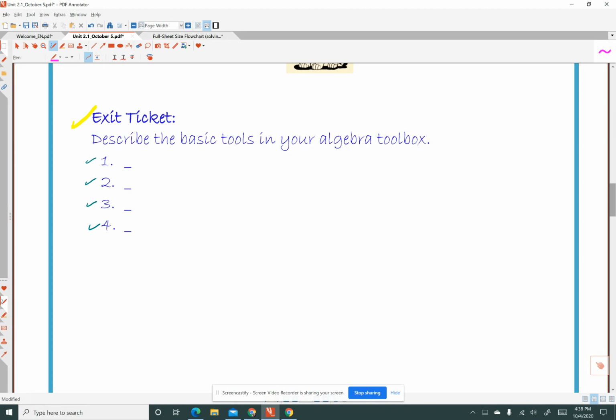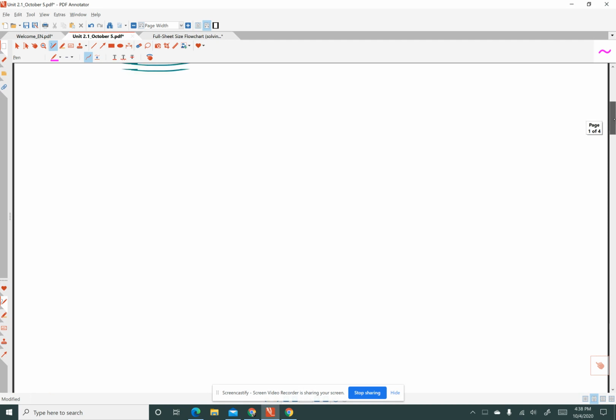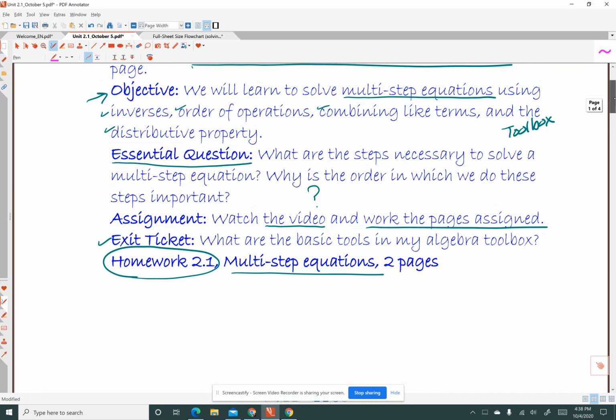So let's describe the basic tools we have in our algebra toolbox. We have using inverse operations. We have combining like terms. We have the distributive property, and always make sure that whatever you do to one side of an equation or inequality, you do to the other side of an equation or inequality. And let's just go back. If you forgot, you can always go back to the beginning.